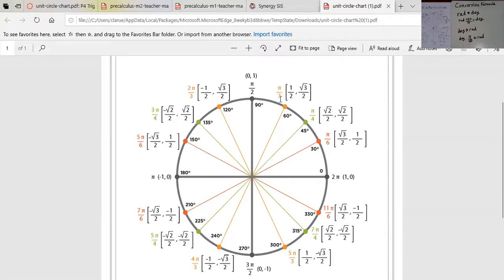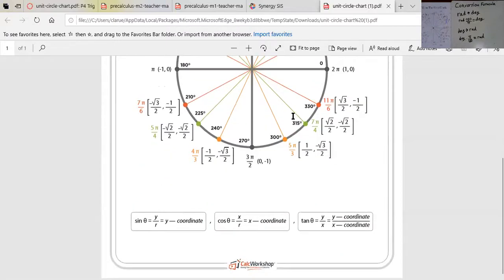This number here is our radian measure at that angle, and that is our angle in degrees. So this has all the same information that's over here on the physical one, but it's one that you can easily access. And if you want, you can print it out.